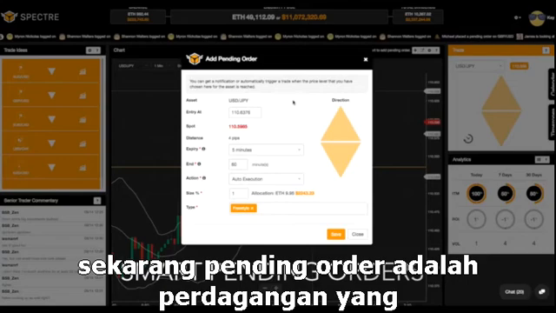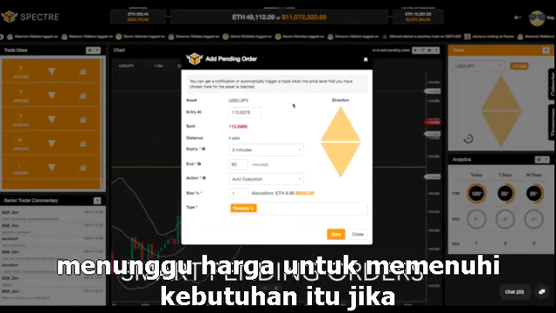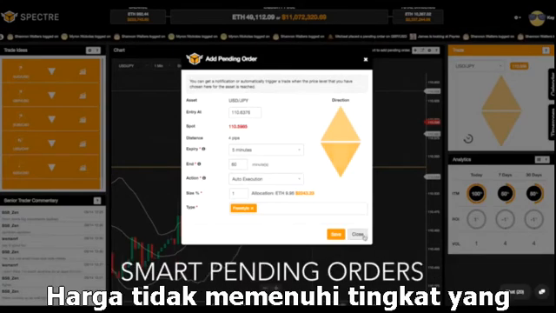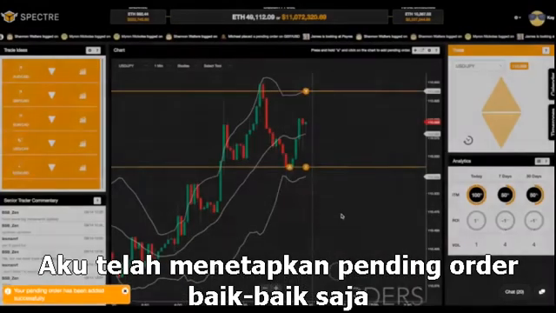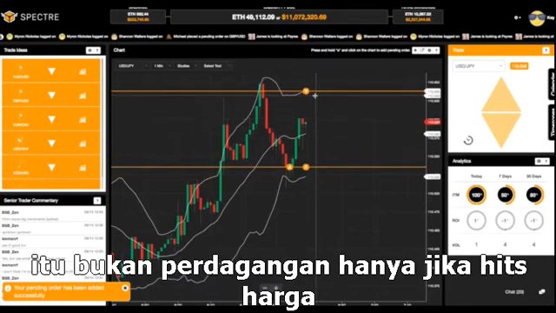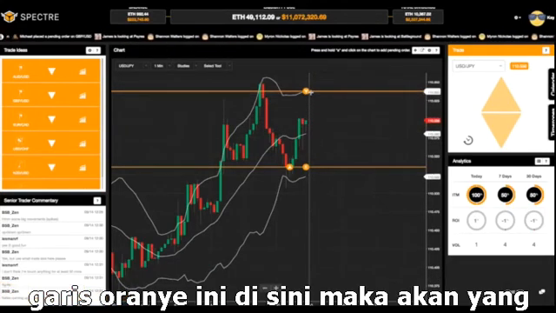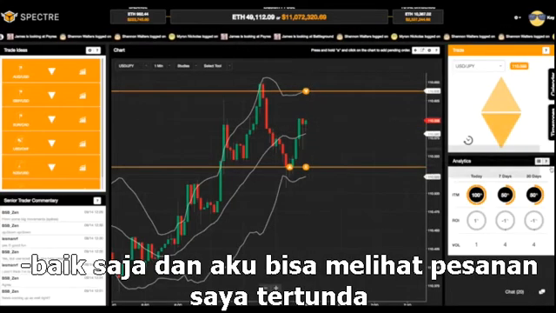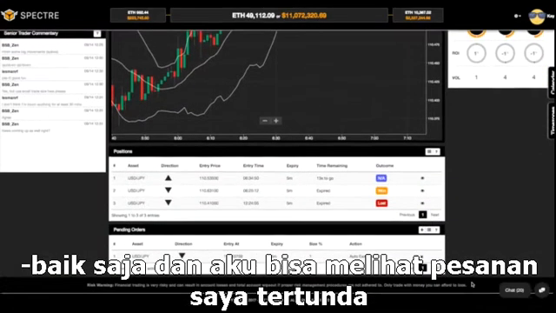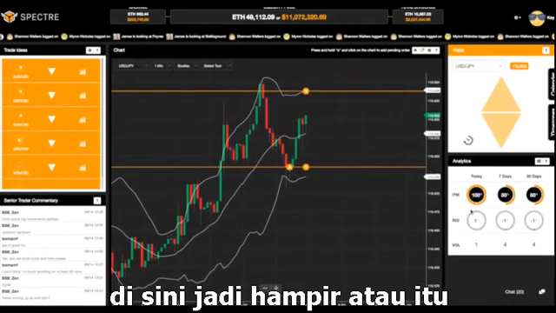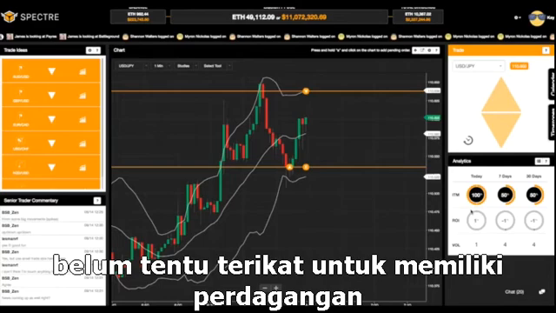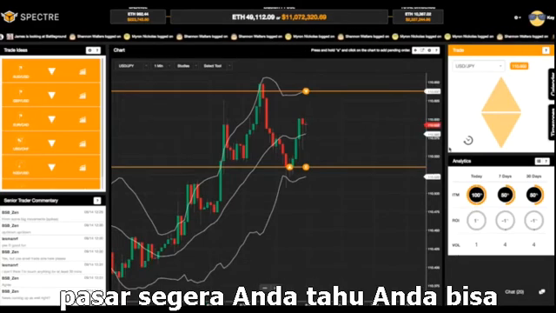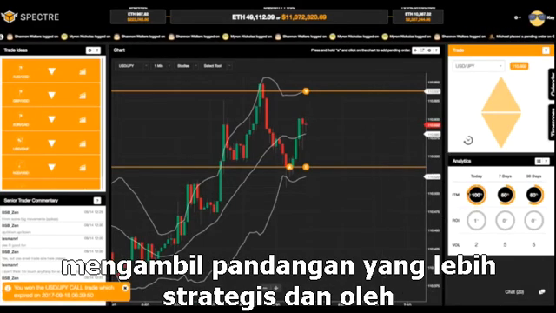Now, a pending order is a trade that's waiting for the price to meet it. If the price doesn't meet that level, nothing is going to happen, right? So here I've set a pending order. It's not a trade. Only if the price hits this orange line here will the trade automatically trigger as a sell. And I can see my pending orders here. So it's almost a relaxed form of trading as well. You're not necessarily tied to having to trade the markets immediately. You can take a more strategic view.